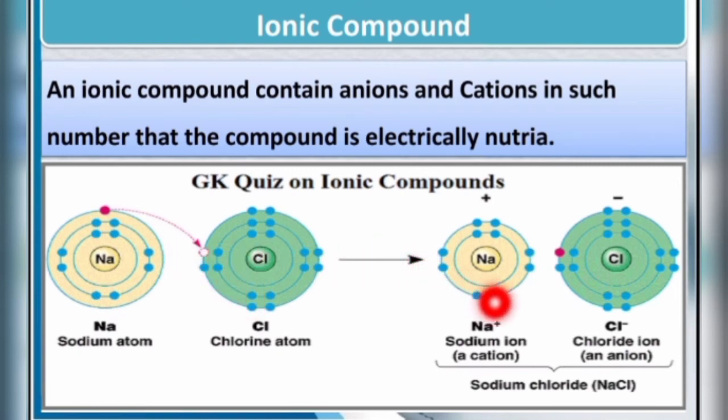And when sodium loses its electron, it will form sodium positive, meaning a cation. And because chlorine gains an electron, chlorine has a negative charge, meaning chlorine is an anion. So here is simply the formation of sodium chloride.